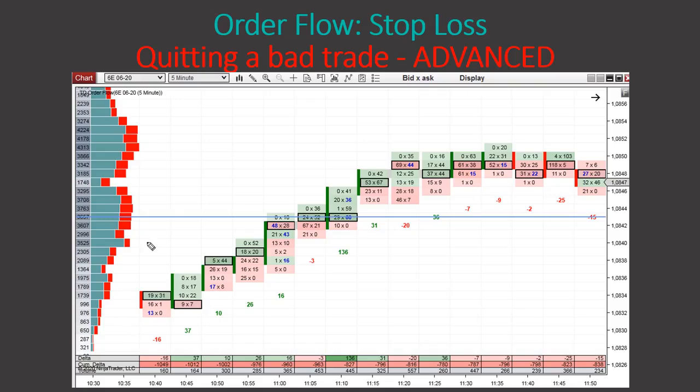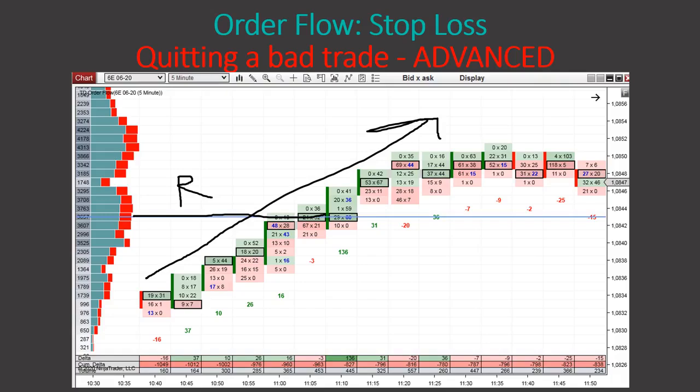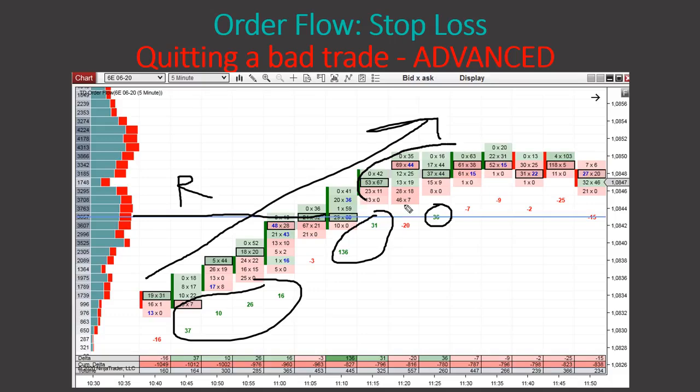Now in here, imagine that this is a resistance zone. The buyers are pushing the price upwards. There's no reaction whatsoever to the resistance. Delta is positive most of the time. Whole 5-minute candles above your level. Price continues upwards. There are buying imbalances. No reaction at all to your level.